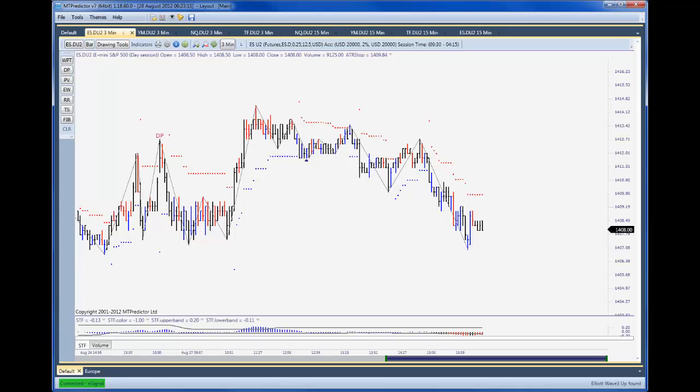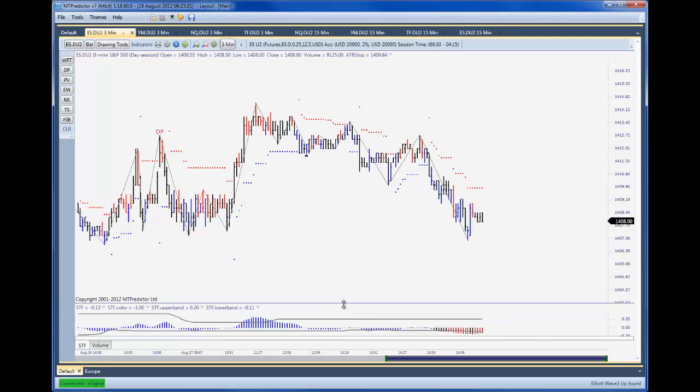In this video I'd like to look at how the large degree trend using our DPs and WPTs etc can help eliminate what would otherwise be not necessarily losing trades but trades that didn't work out. For example, here is a 3-minute chart of the ES for yesterday, which is August the 27th, and as you can see we had a buy set up on the chart here.